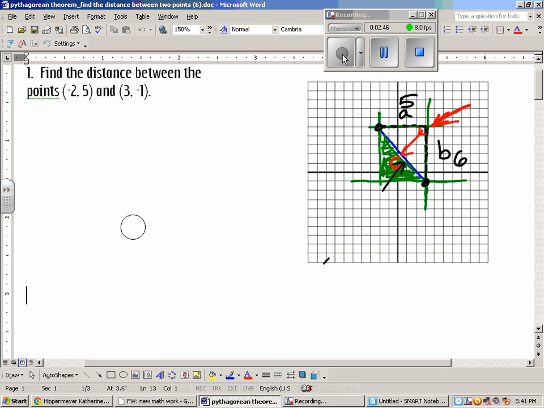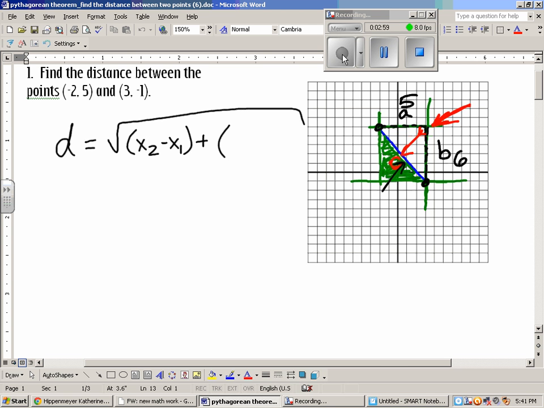The point of using the distance formula is that you might have some really large values. For example, what if you had the points (100, -1000) and (-700, 1 billion)? You're not going to want to use the Pythagorean theorem and draw out the picture. You're going to want to use the distance formula, which was derived from the Pythagorean theorem.